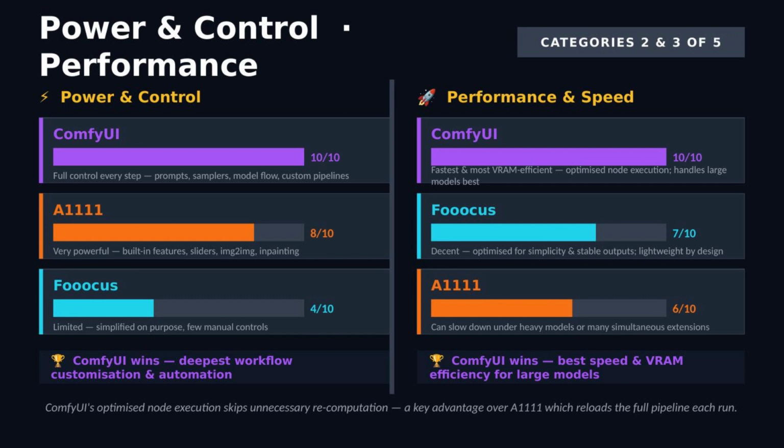Performance. ComfyUI is the fastest and most efficient, using optimized node execution and lower VRAM usage. Fooocus performs decently, being optimized for simplicity and stable outputs. Automatic1111 can become slower when running heavy models or multiple extensions simultaneously.